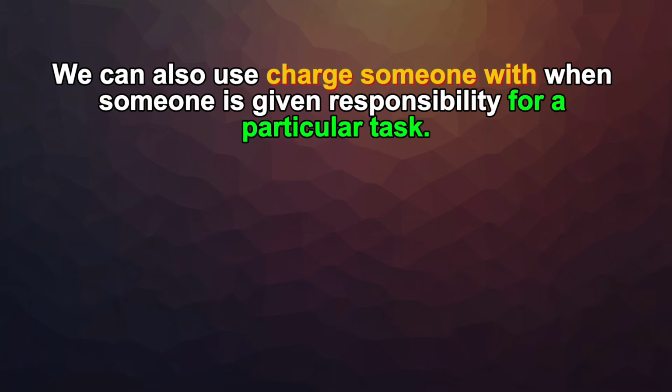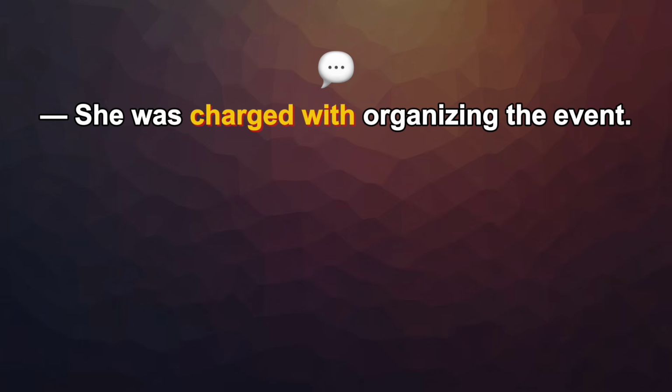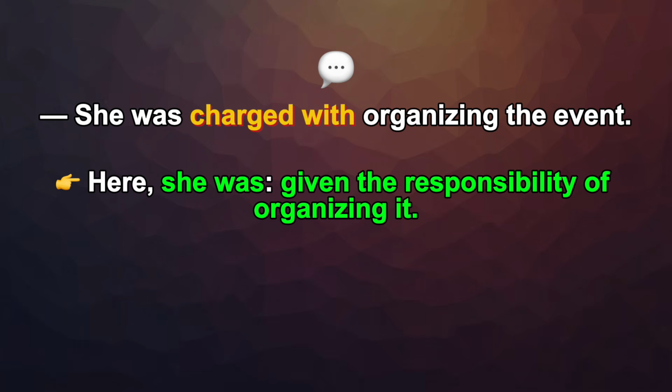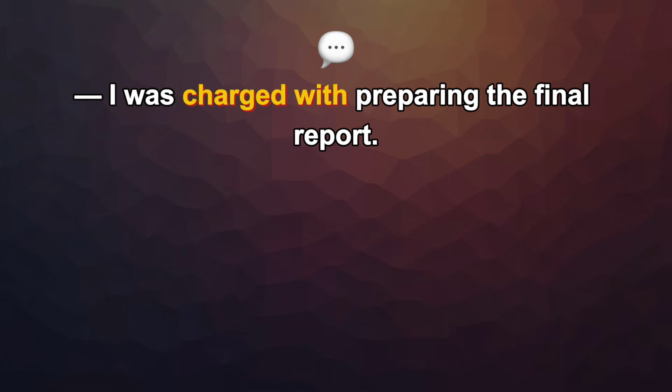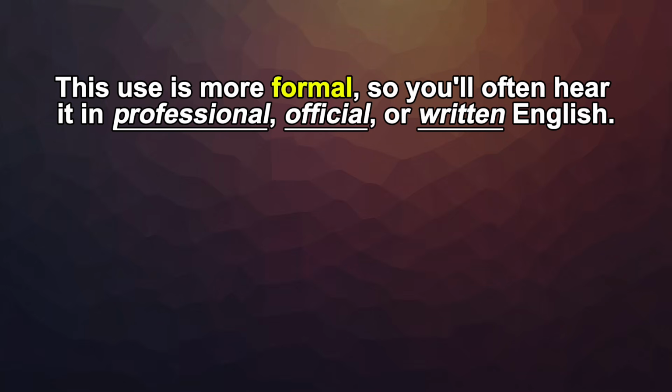We can also use charge someone with when someone is given responsibility for a particular task. She was charged with organizing the event. Here, she was given the responsibility of organizing it. I was charged with preparing the final report. In other words, I was given the task and responsibility of preparing it. This use is more formal, so you'll often hear it in professional, official, or written English.